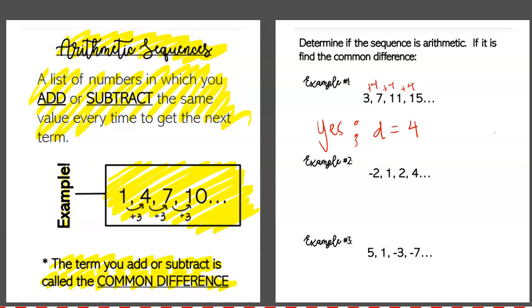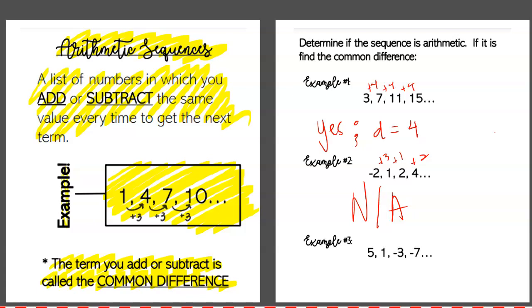In example 2, we have negative 2, 1, 2, 4. So to get from negative 2 to 1, I would have to add 3. Then to get from 1 to 2, I would add 1. And to get from 2 to 4, I would add 2. So this is not arithmetic. We are not adding or subtracting the same term.